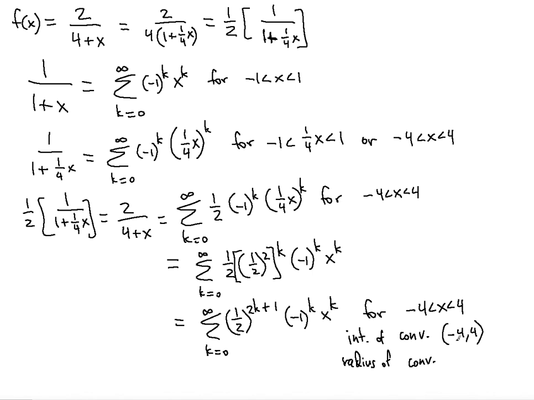Now, the radius of convergence is going to be half the distance between the endpoints, right? So it's going to be 4 plus 4 divided by 2, right? Because the distance from negative 4 to 0 is 4. From 0 to 4 is 4 as well. So 8 divided by 2, which is equal to 4, right? So the radius of convergence is 4.